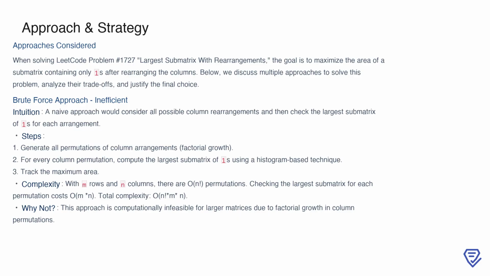While this method guarantees correctness, it comes with a significant drawback. The factorial growth in permutations makes it computationally infeasible for larger matrices. Specifically, the overall complexity ends up being O(n! * m * n), which is impractical for even moderately sized inputs. This inefficiency prompts the need for a more scalable solution.